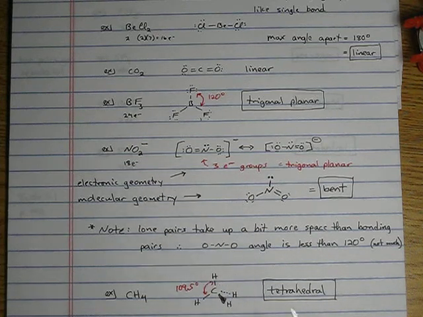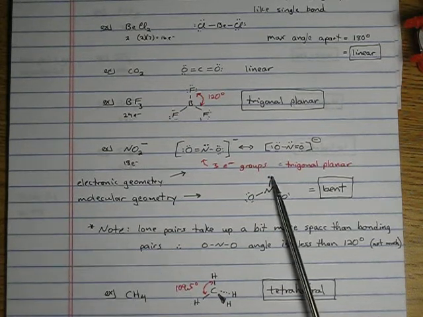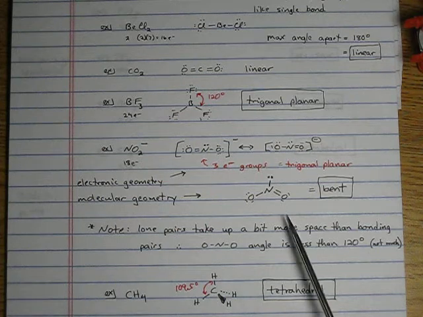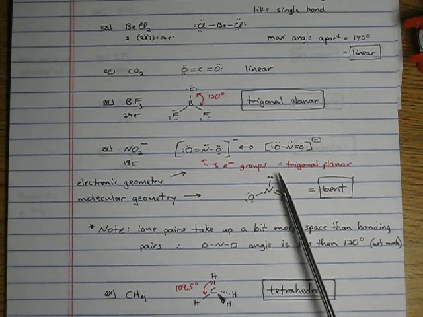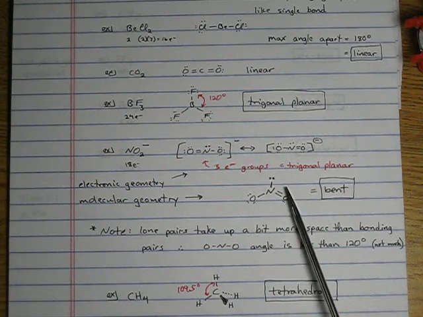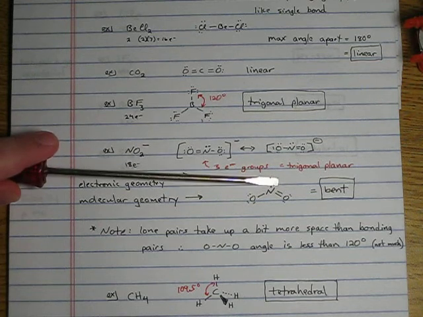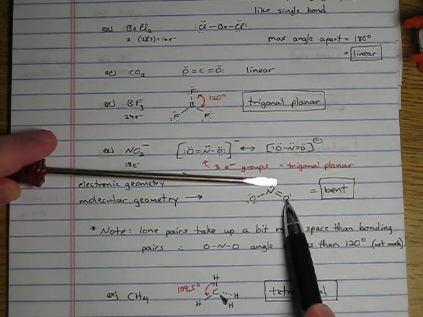But if someone just asked you, what is the shape of this molecule? And that was the only thing they told you. They are talking about the molecular geometry, where we ignore that lone pair. When we draw it out with the electronic geometry, we say trigonal planar because there's three groups, but we're going to ignore this lone pair right up here, and ask what is the shape of this O, N, O? And we call it bent.